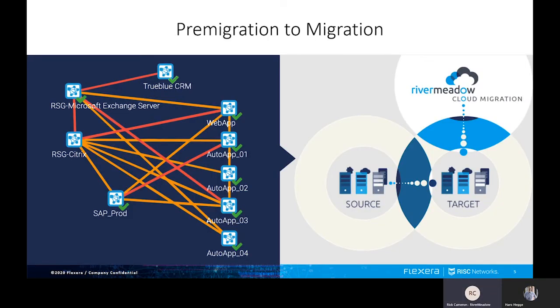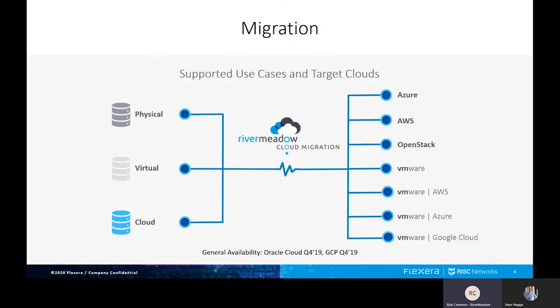Next step would be to take the dependency map and move that into a move group for the migration tool that will allow us to take the application sets and perform a migration on the entire application set. It's important to understand that we can take physical, virtual, and cloud to many different environments. This allows us to do data center migration to cloud, cloud to cloud, and also data center to data center.